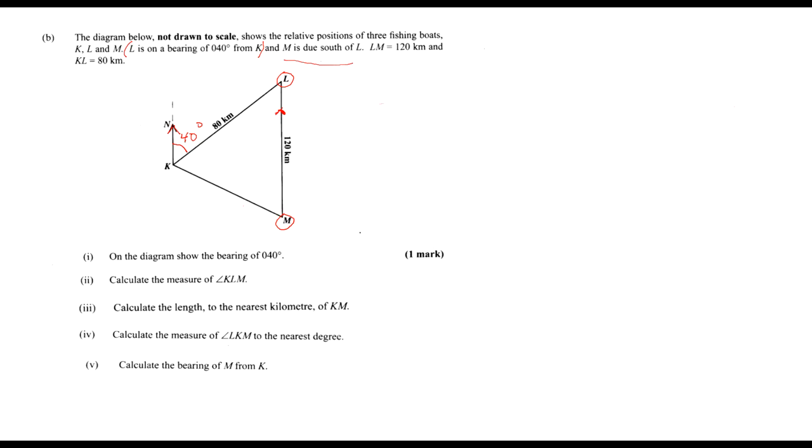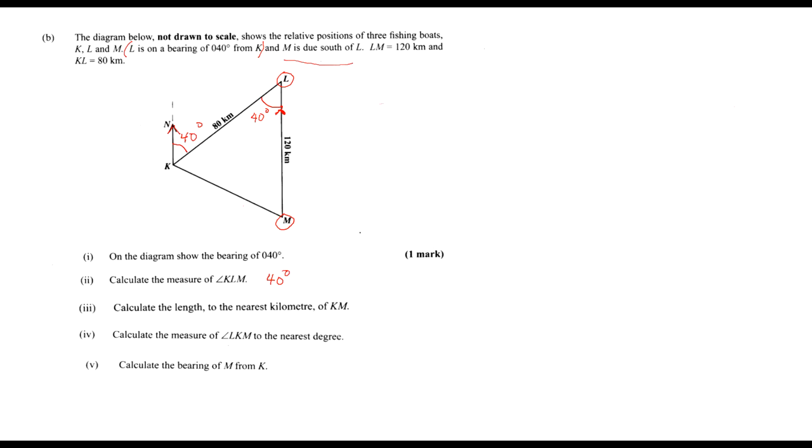So they said draw the bearing of 40 degrees, and then they want to calculate the measure of KLM. KLM is this angle here. So we have two parallel lines here, which are NK and LM. So therefore, if this is 40 degrees, then this has to be 40 degrees as well. They are alternate angles, right? So this here is 40 degrees.